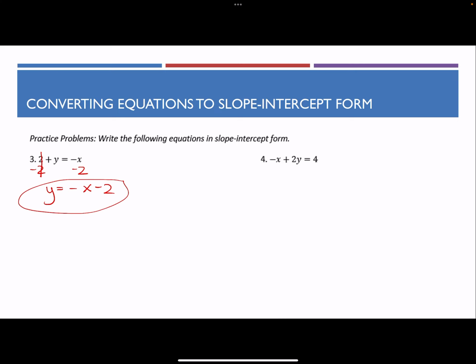What's the number in front of that x? There's just a negative sign. Remember, it's a negative 1. So if I were to identify the slope, it would be negative 1, y-intercept (0, -2), right?